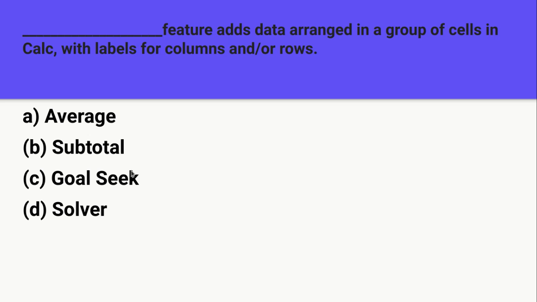Dash feature adds data arranged in a group of cells in Calc with labels for columns and or rows. The answer is subtotal. Subtotal feature adds data arranged in a group of cells in Calc with labels for columns and or rows.